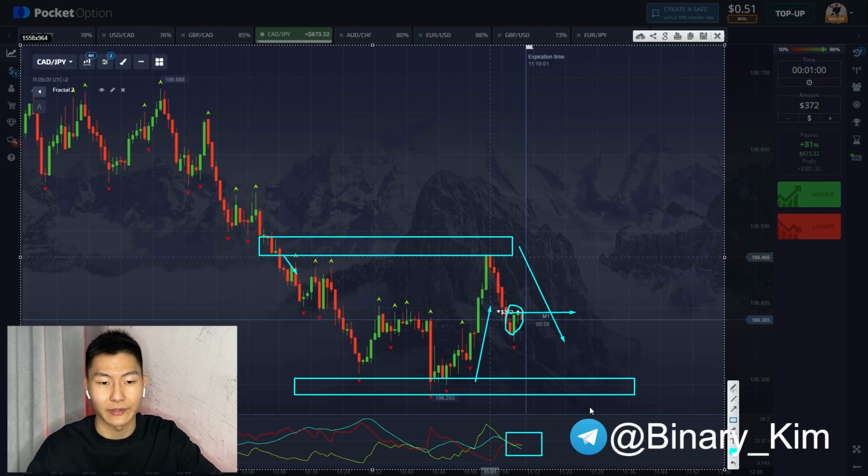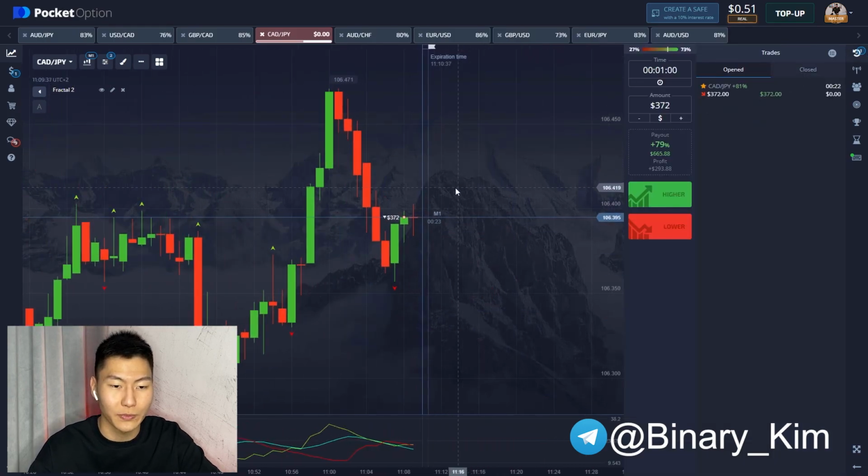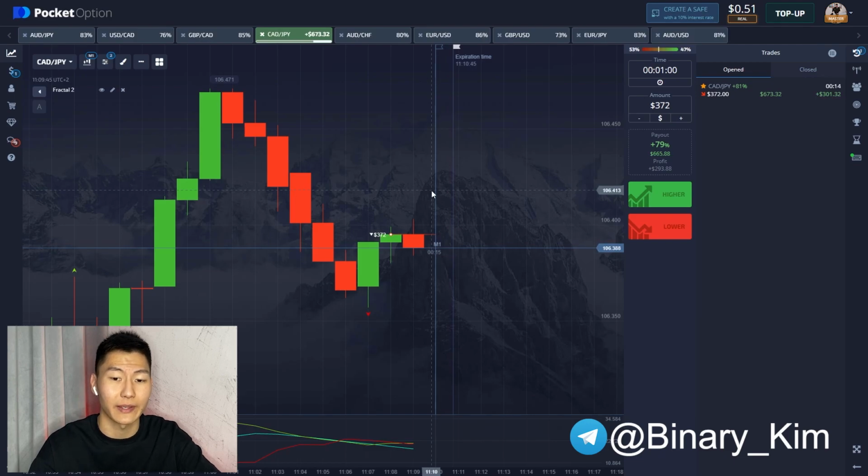Here is the crossing of the green and red moving average of the ADX from the top down, which is a bearish signal. There is less than 20 seconds left before the closing. The price is holding at the same level so far. Let's see what's going to happen.